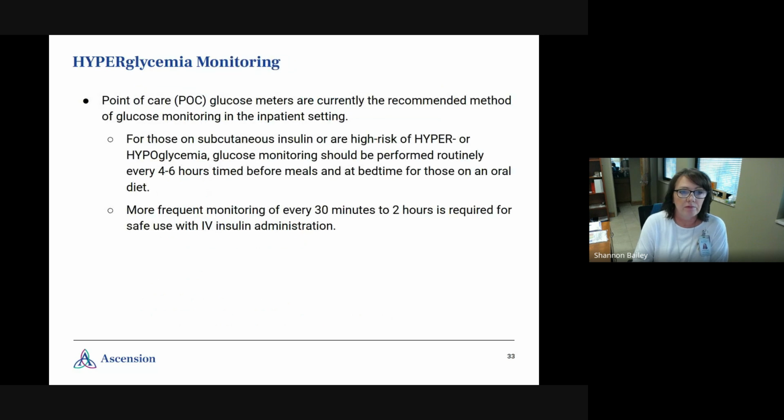So monitoring for high blood sugar includes obviously the point of care glucose monitors, which are the current recommended method. And I can tell you that the glucose monitors that we're using, the stat strip, carry the highest accuracy on the market. And so you can trust what's being said on those meters. And if it doesn't match, you can always recheck, but they are very accurate. And I think I mentioned this earlier, those people that are at high risk, obviously we need to be monitoring routinely.